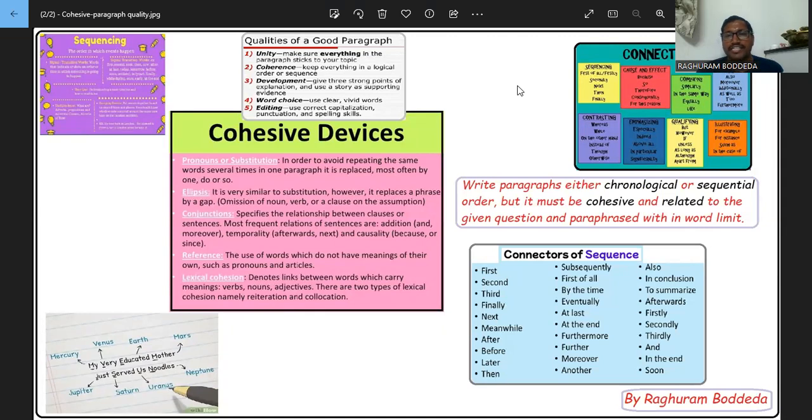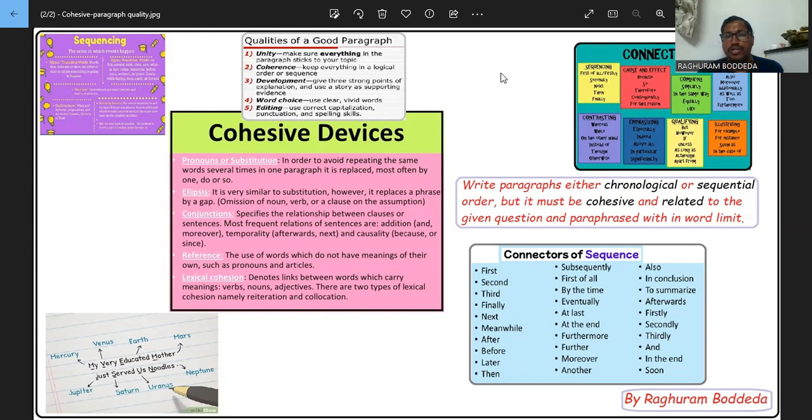For this, one important aspect to discuss today is cohesive devices. With cohesive devices, you may connect your paragraphs, sentences, and the overall layout of your writing. All these are elements we need to look at. For instance, to avoid the repetition of words throughout your essay or a paragraph, you need to use different pronouns or substitution of the pronouns. This is the first and foremost thing.